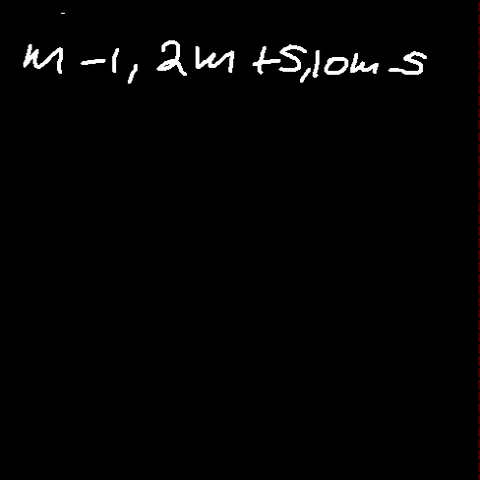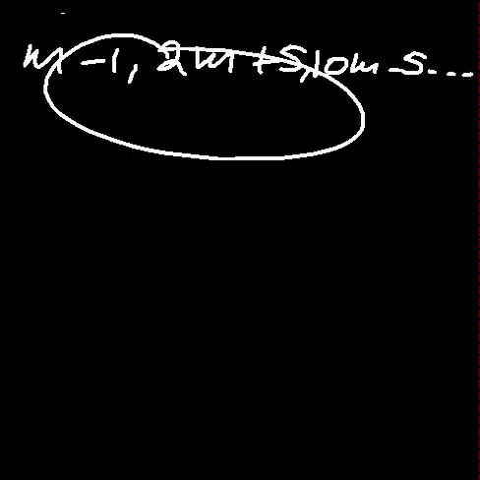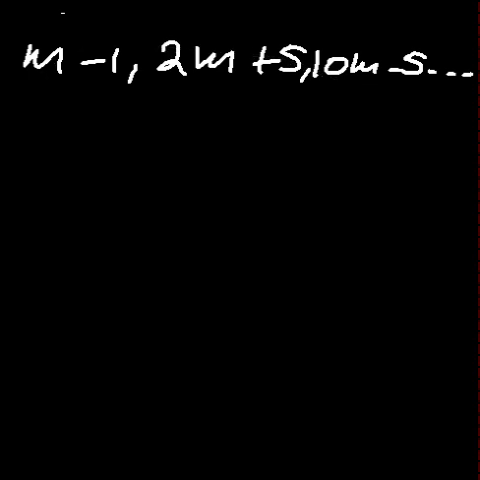Now what if we have this case? Let's say we have m minus 1, 2m plus 5, 10m minus 5. Let's say this is the arithmetic progression. So what is the nth term formula for this particular series? The principle remains the same. We need the first term as well as the common difference, but I have to express the value of m first, to have the nth term formula for this series.